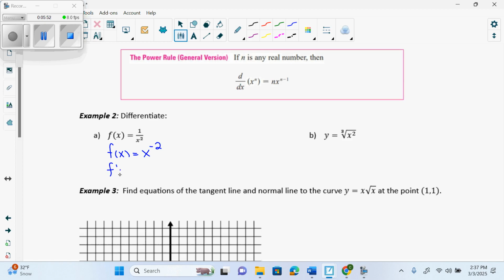So f prime of x equals what? Negative 2x to the negative 3. Okay, p is the cube root of x squared. So we have to first rewrite it, and it's going to be x to the what? Yeah, 2 over 3, because remember, you take whatever the index is and you drop it underneath.